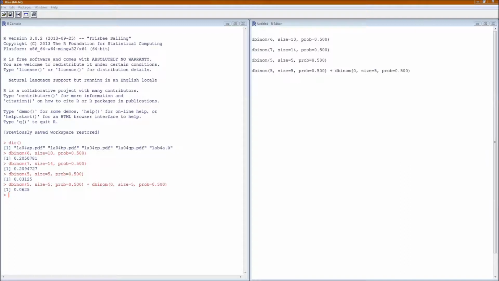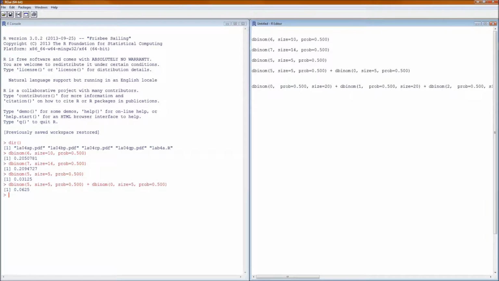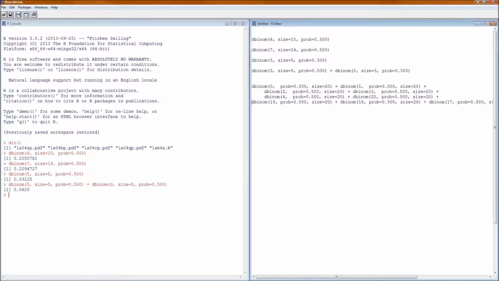Next, if I flip a coin 20 times and got 4 heads, is the coin fair? Well, let's find out. Long line. Notice I'm going to break it after the plus sign. I'm going to indent it just so that I can read it better.